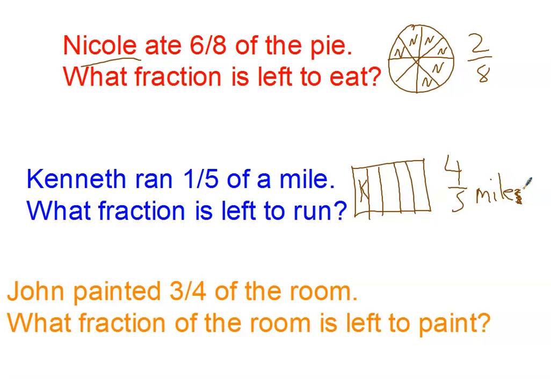4/5 of a mile. John painted 3/4 of the room. What fraction of the room is left to paint? Same exact kind of problem again. So I just need to divide it into 4 equal pieces, because that's what my denominator said. John painted 3 of them, so I'm putting a J on 3. What's left that's not a J? 1 out of 4. So 1/4 of the room is still to paint.